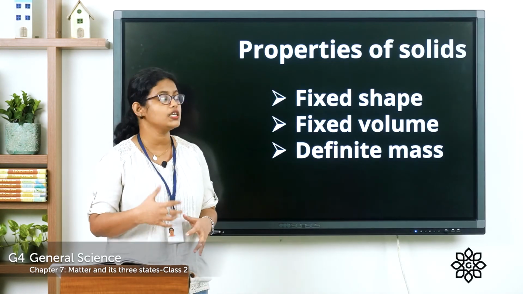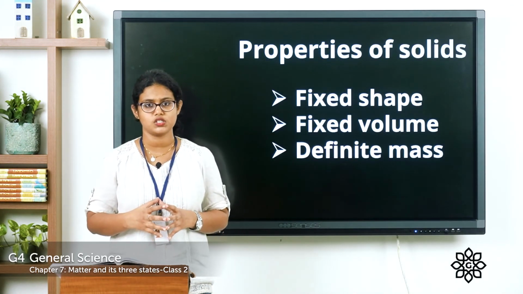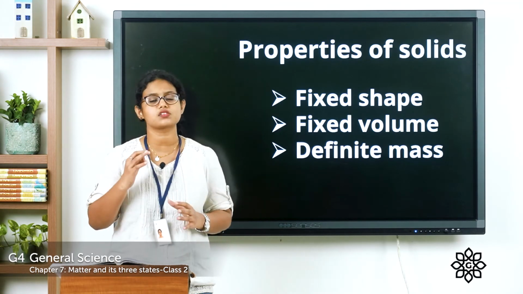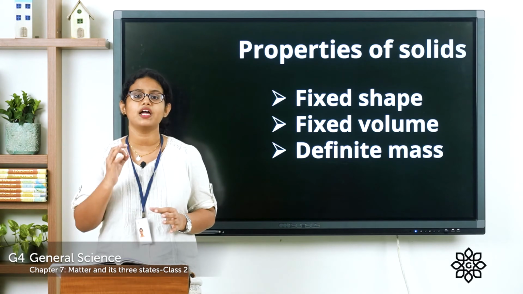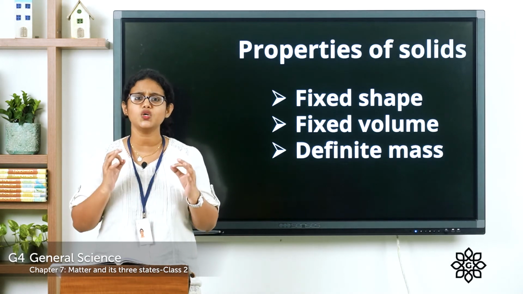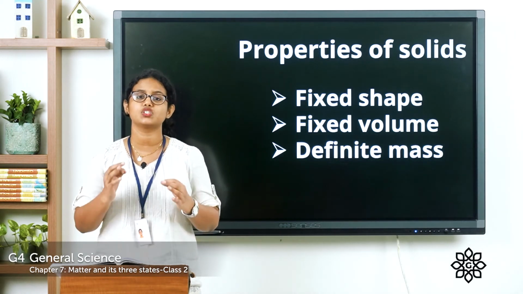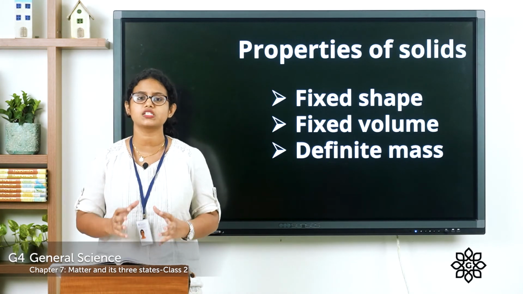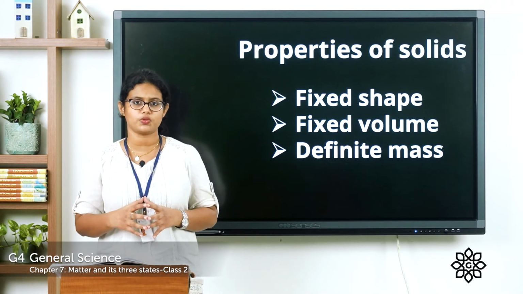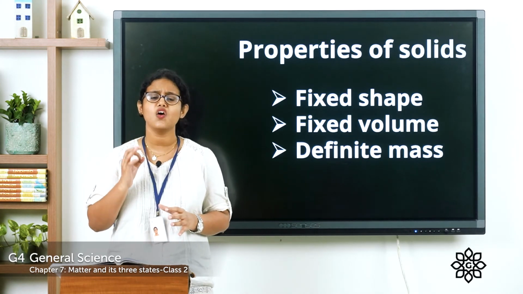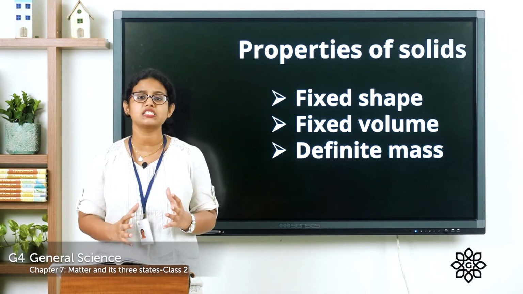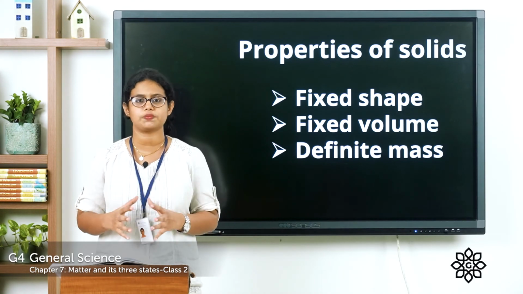Now, let's see the properties of solids. The first one is fixed shape. Solids have a definite shape. Wherever you keep them, their shape doesn't change. They hold a fixed shape. What is the next property? The next property is fixed volume. It occupies the same amount of space.